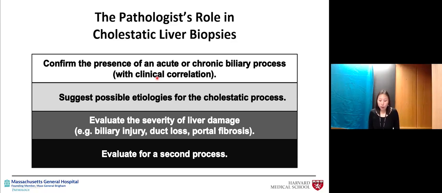Third is to evaluate the severity of liver damage. That would include the extent of biliary epithelial injury, the extent of ductopenia that might be present, or any portal fibrosis to suggest a chronic process. And lastly, evaluate for a second process, in particular whether there might be a hepatitic component to suggest the possibility of overlap syndrome.